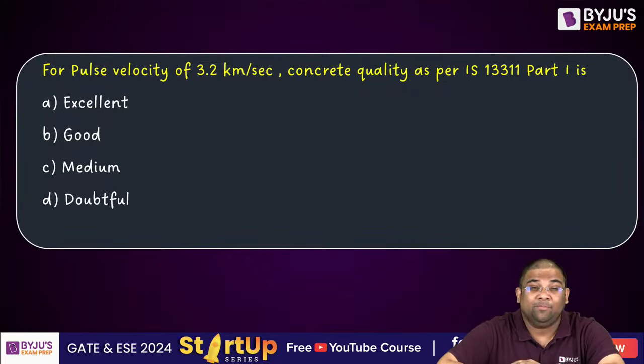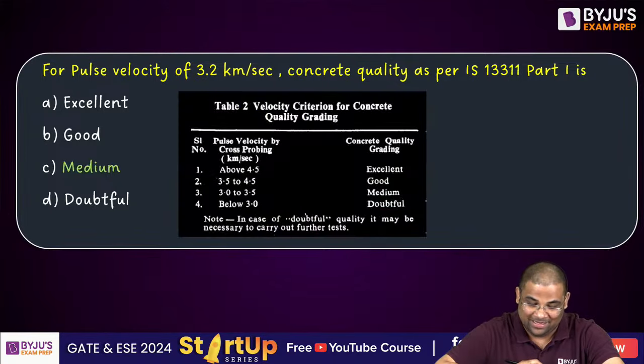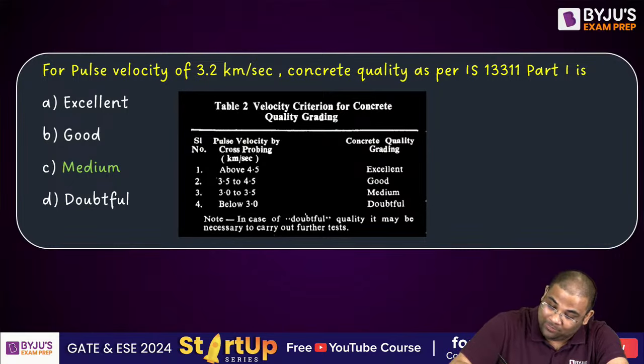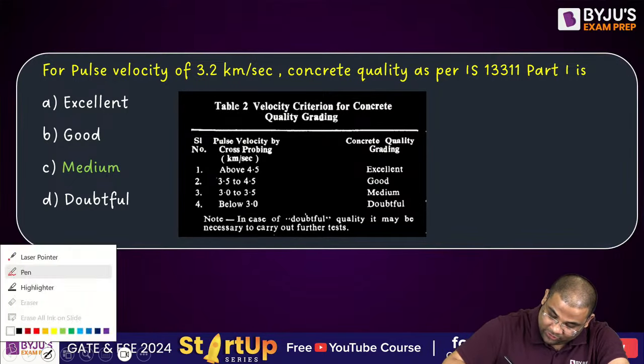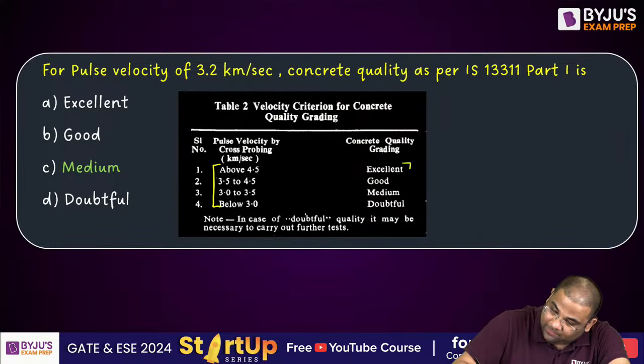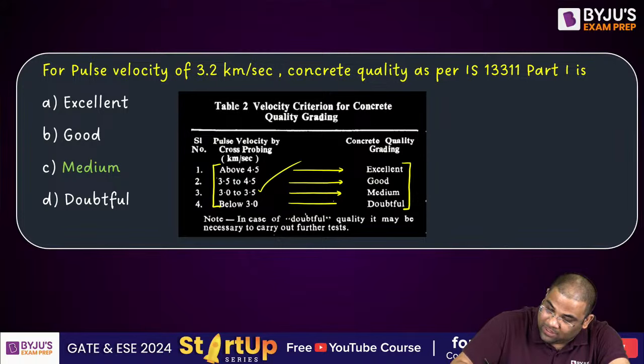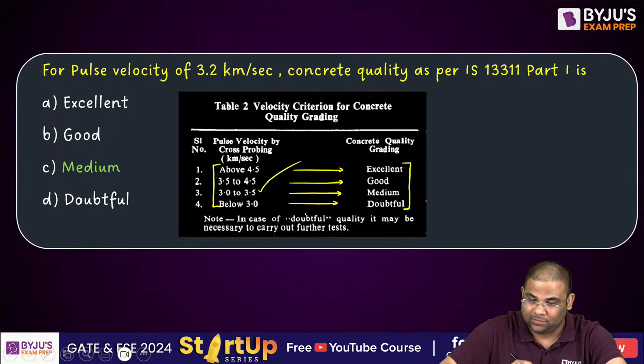For pulse velocity of 3.2 km per second, concrete quality as per IS 13311 part 1 is? I told you that they can ask questions from the table. You might have forgotten the table, but still, the answer is medium. Good, C, medium. You have to remember this table to answer. This is a factual question, so you have to remember. 3.2 is between 3 to 3.5, so we have medium quality. Yes, the table you have to remember.